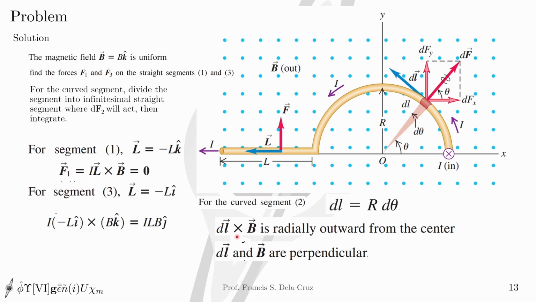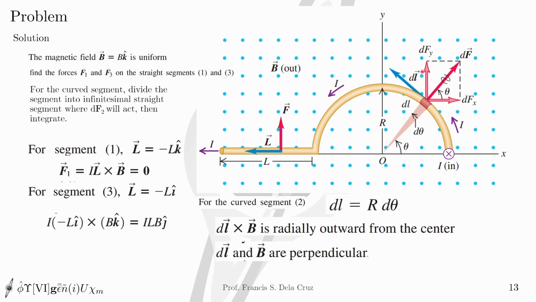Okay. Take note that dl cross b is radially outward from the center. How is that possible? So look at dl here. Take note that dl cross b will give you this df. You can use your right hand rule to verify that. The index finger would be the dl, and then the middle finger is the magnetic field that is pointing towards you, and then the thumb is the df here.